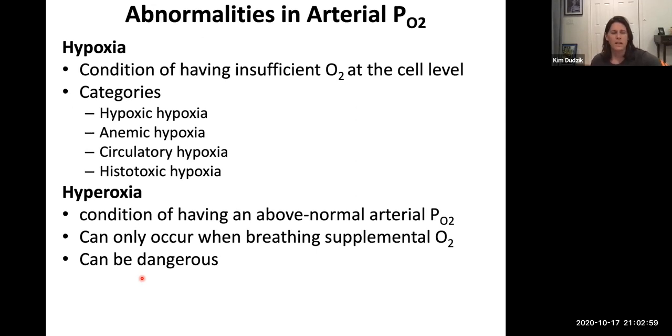And you know what, I'm not even going to ask you specifically what each one of these things are. If you want to look more into them, you can. I do want you to know what hypoxia is. So that's that first bullet, the condition of having insufficient oxygen at the cellular level. But what is hyperoxia? Hyperoxia is a condition of having above normal arterial partial pressure of oxygen.